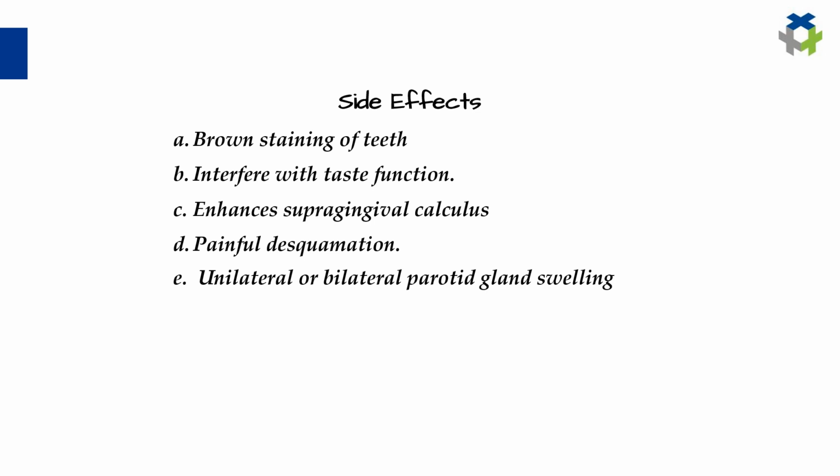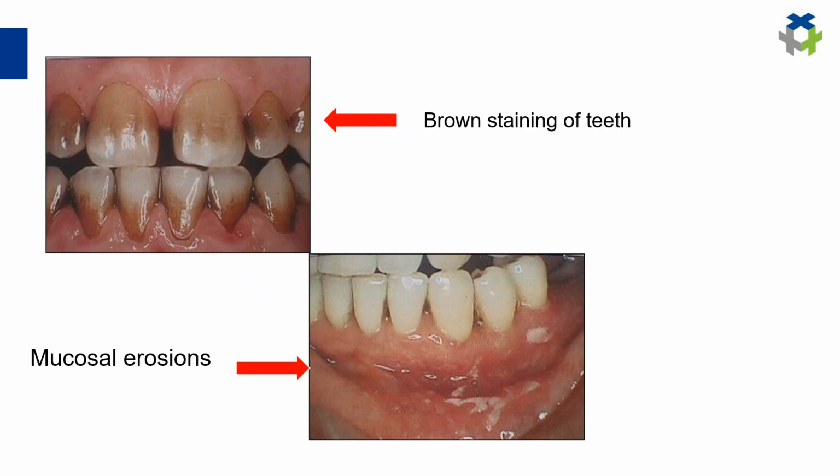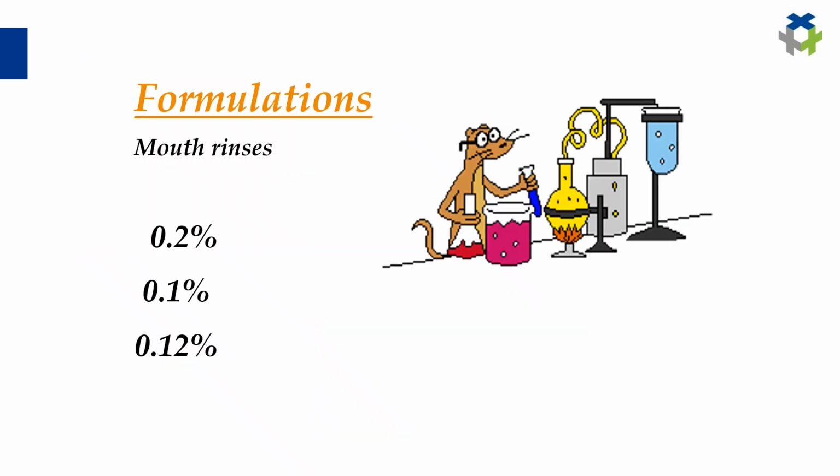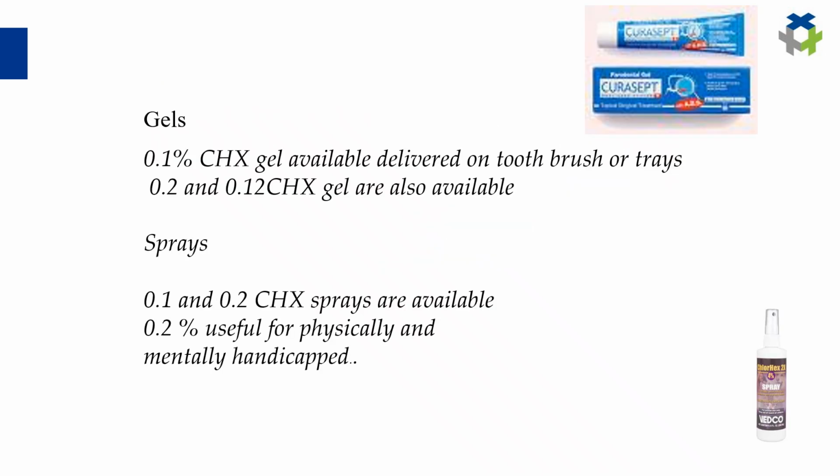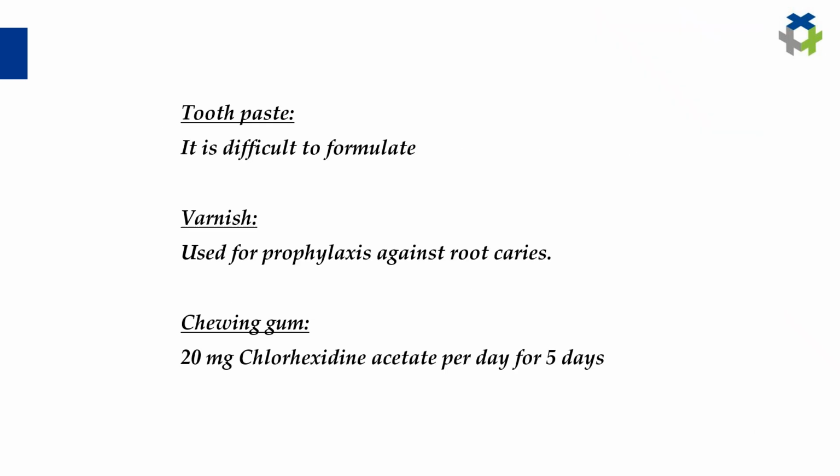There can be painful desquamation also. Unilateral or bilateral parotid gland swelling is also seen. This is the brown staining of teeth. Mucosal erosions are seen. The formulations used are 0.2%, 0.1% and 0.12%. Gels like 0.1% chlorhexidine gel are available, delivered on a toothbrush or trays. 0.2% and 0.12% chlorhexidine gels are also available. Sprays are available in concentrations of 0.1% and 0.2%, and 0.2% is useful for physically and mentally handicapped patients.